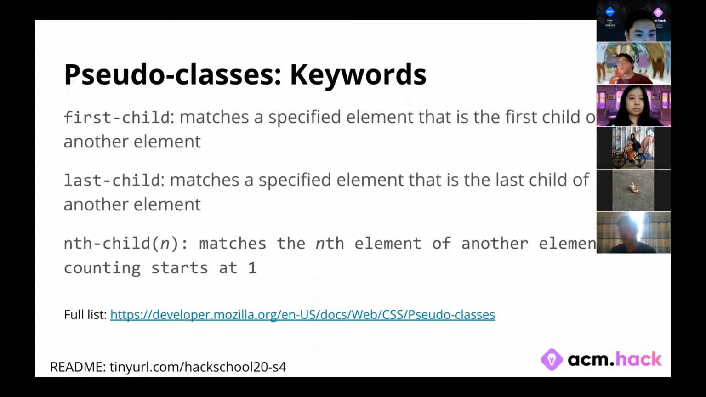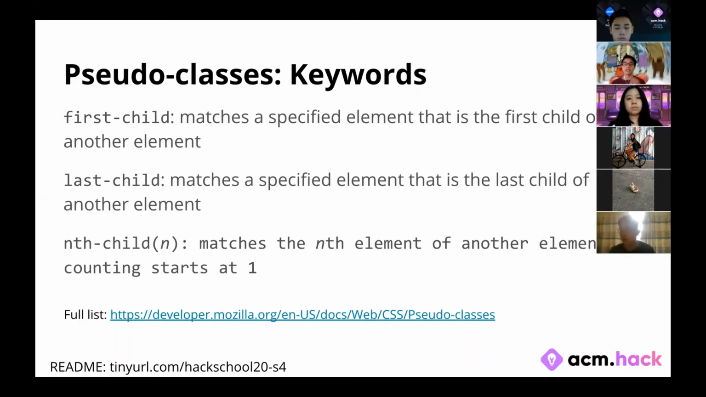Something else in pseudo-classes that is pretty unique is that there are certain keywords that have already been defined by CSS. These are just easy ways to work when you have multiple of the same kind of element within a parent element. So let's say you have a bunch of p tags and you want to say, oh, I want the first p tag to have a specific color. Well, in pseudo-classes, you can do p colon first-child and say what style you want that p tag to take.